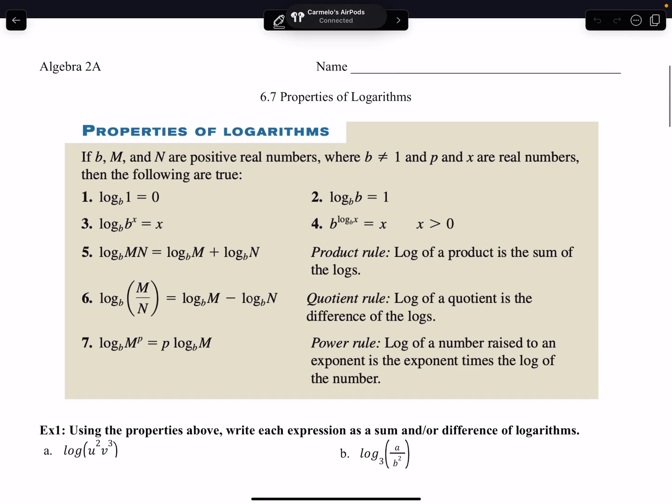All right, here's 6.7, guys. Properties of logarithms. There's a couple here to go over. We've discussed a few of these already. So let's take a look at them, and I'm going to go into some of these problems, and I'll show you what properties we're actually using here, okay?